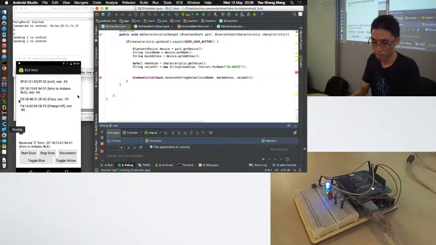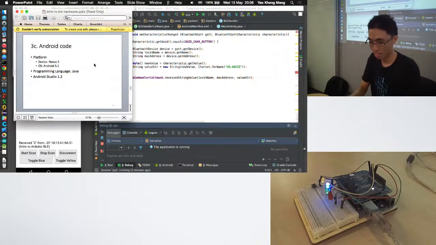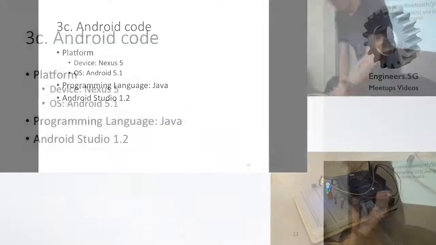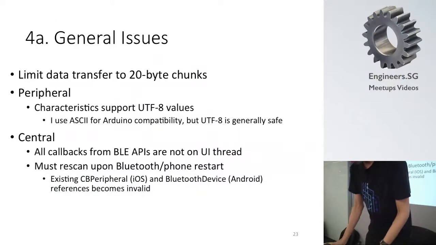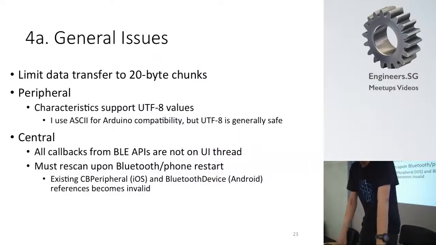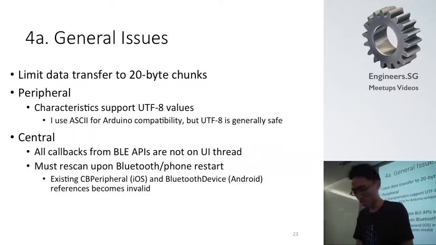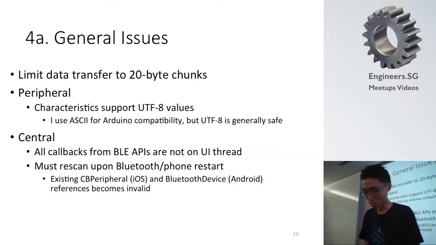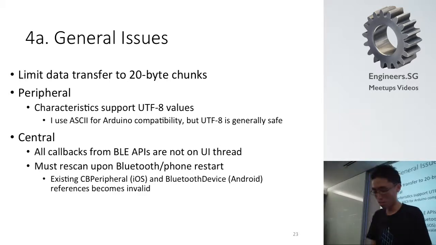Okay, let's go back to the white slides. So, issues with BLE. You have seen, right, you have to limit your data transfer to 20 byte chunks. This is a protocol limitation. Then, like just now you asked, how come I use string and char? Actually, you can support UTF-8 values. But the reason I use ASCII here is because of Arduino compatibility.